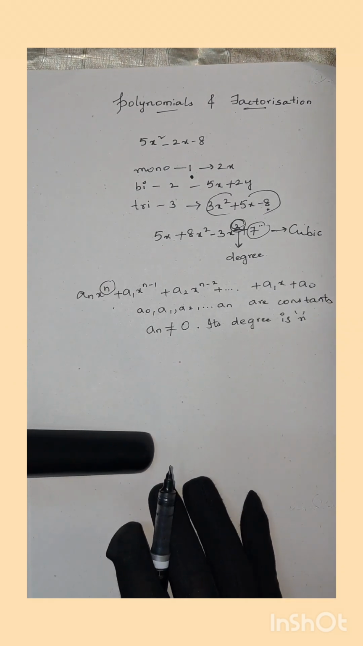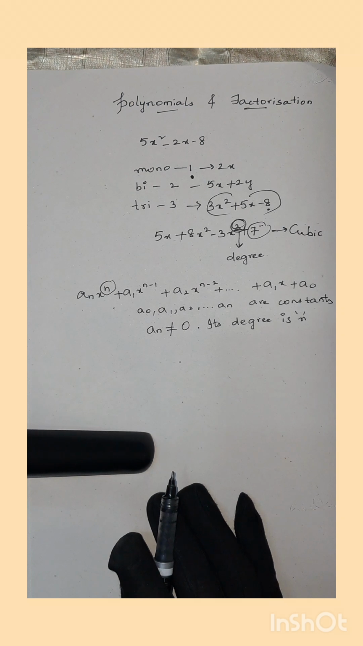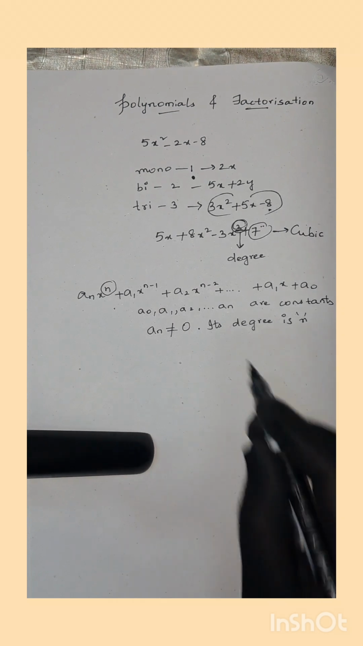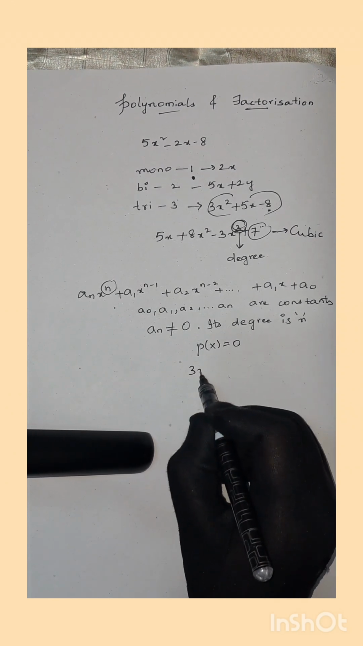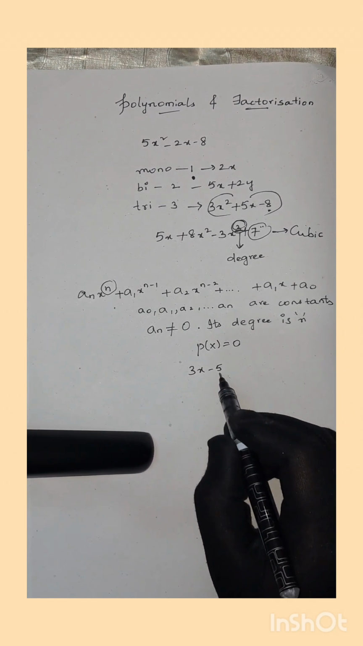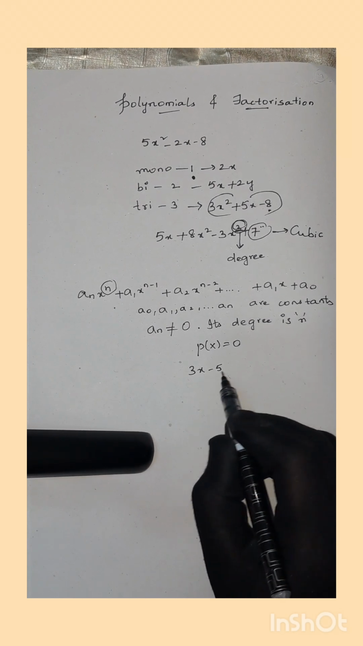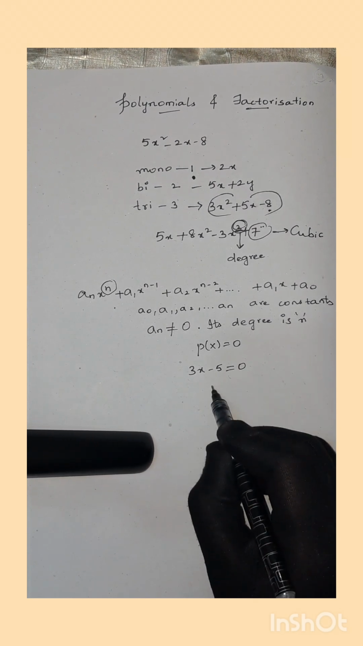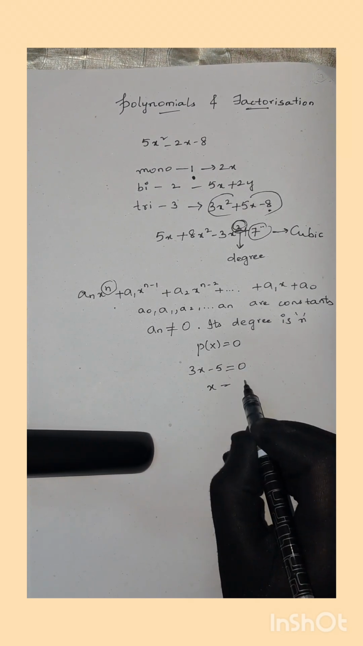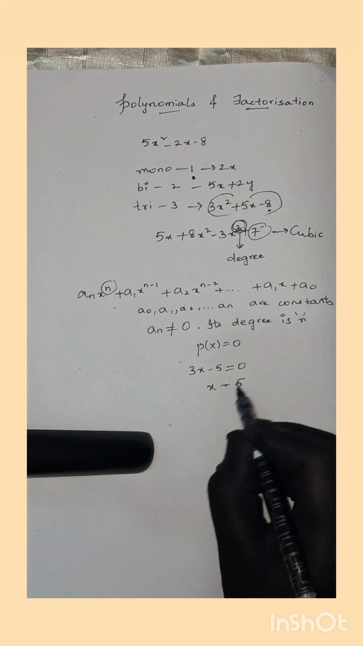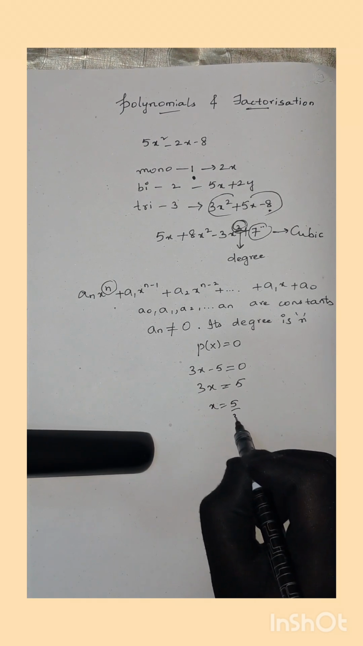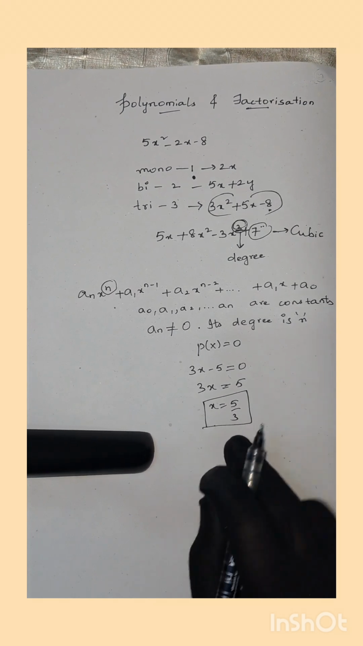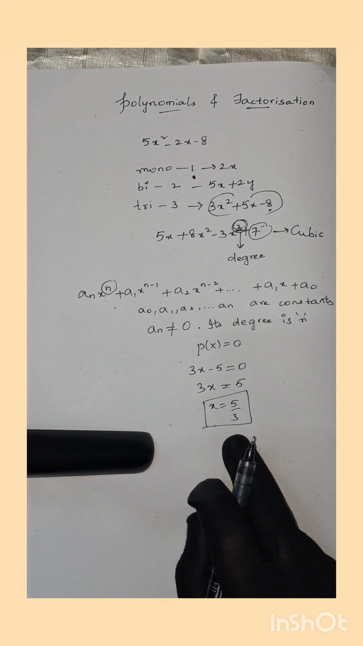The next topic is the zero of a polynomial. The zero of the polynomial is the value of x at which p of x becomes 0. For example, let us take 3x minus 5. If you want to find the zero of this polynomial, we take it equal to 0. 3x equals 5, since if I send minus 5 to that side, it becomes plus 5. And this 3 is there, so x is equal to 5 by 3. Here x equals 5 by 3 is the zero of the polynomial.